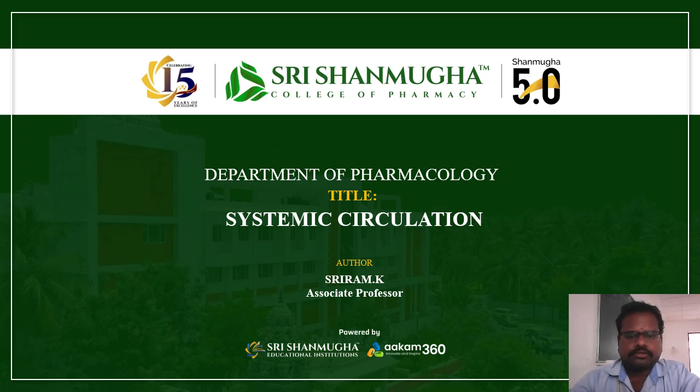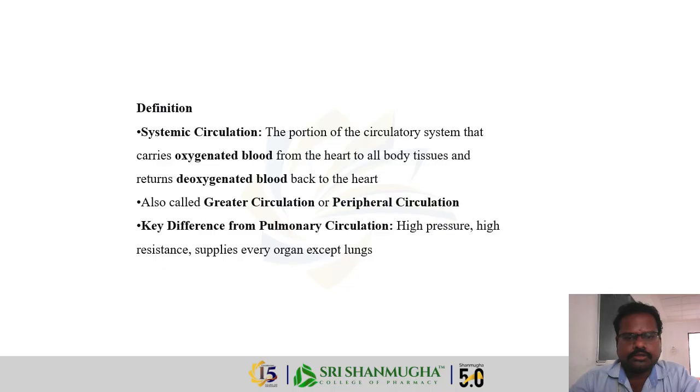Today we are going to see the topic of systemic circulation. So, what is generally systemic circulation? Let's get into the topic. First is the definition. What is systemic circulation? The portion of the circulatory system that carries oxygenated blood from the heart to all body tissues and returns deoxygenated blood back to the heart. This is the general definition of systemic circulation.